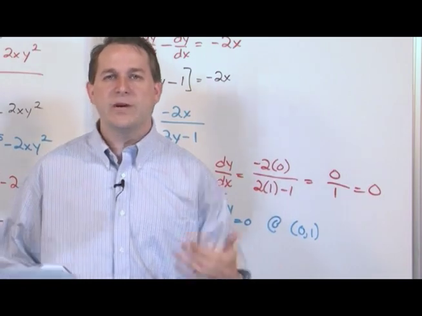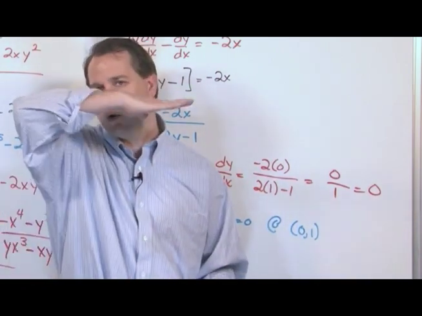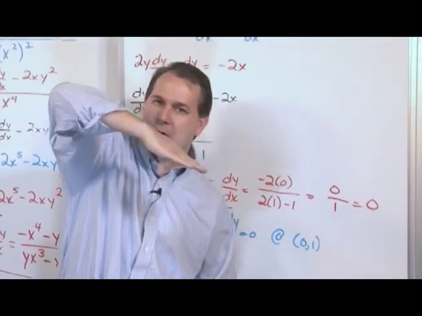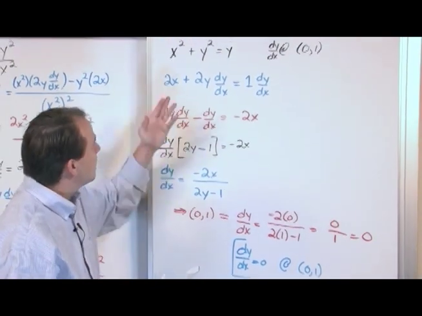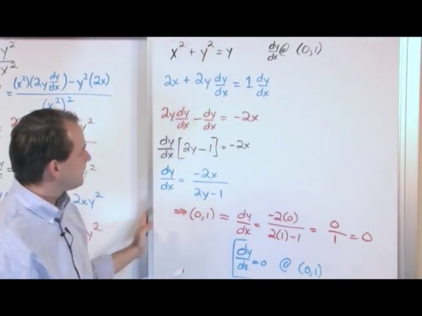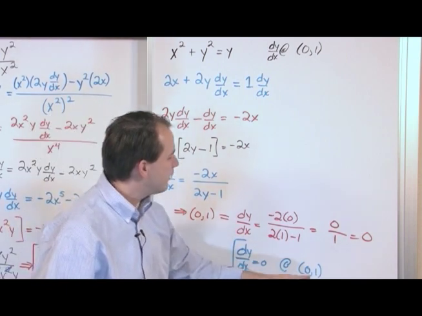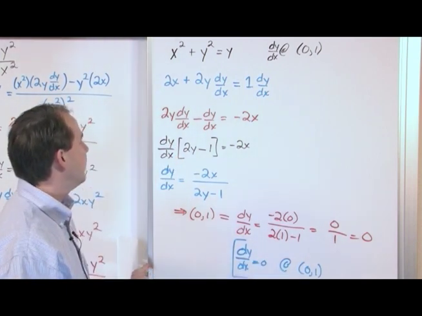What does that mean? What is a slope of 0? Slope of 0 means totally flat, not slanted at all. So it's totally flat. So if we were to plot this, pick all these points, then we would find that when we look at (0, 1), it would be flat at that point, right?